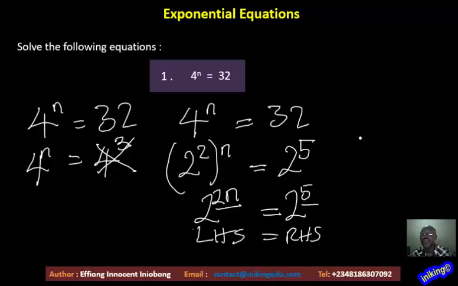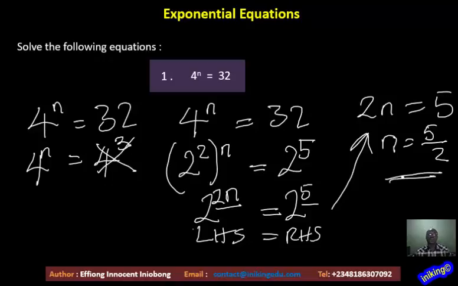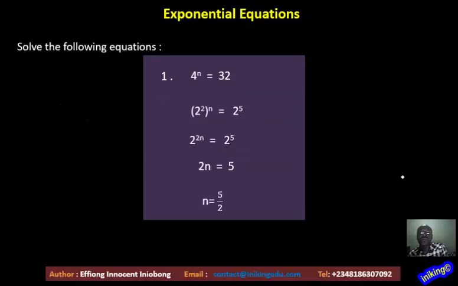So I can say, okay, that implies that 2n is equal to 5. That the exponent on the left hand side and the exponent on the right hand side must be equal. And that simply takes us to the fact that n will therefore be what? 5 divided by 2. I would have solved for that. I move to the next question.